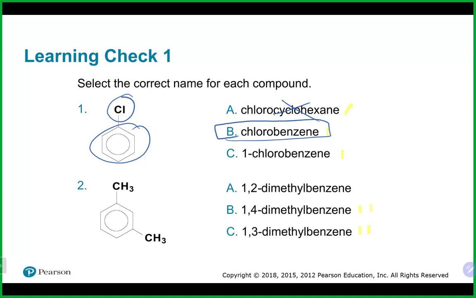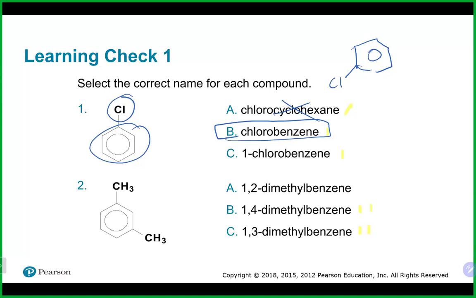Again, if there's really only one thing attached to the benzene ring, like any other ring, it's always assumed to be carbon number 1, so you don't really need the number. So again, even if it was drawn like this, it would still be chlorobenzene. It's just that molecule, as we were just talking about, turned around, and it'll still be at that same position. It won't move or anything like that. Any questions on that one there?